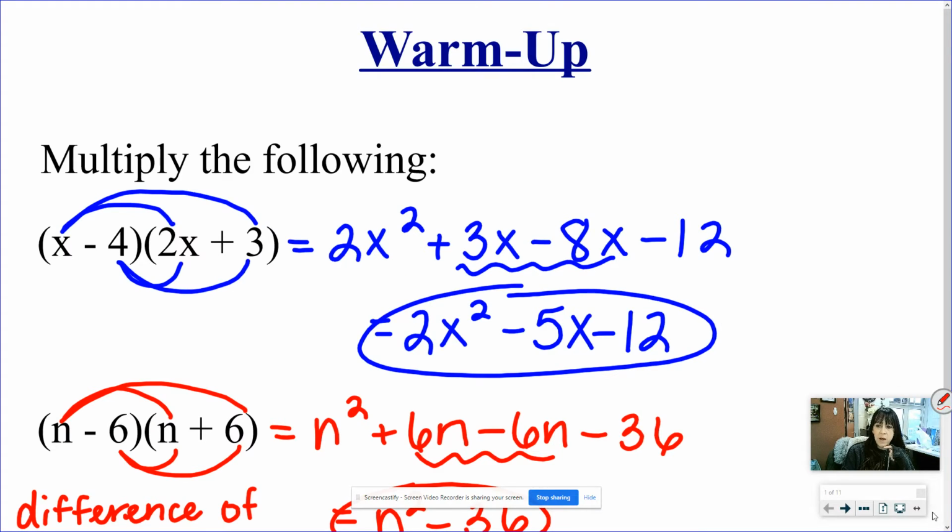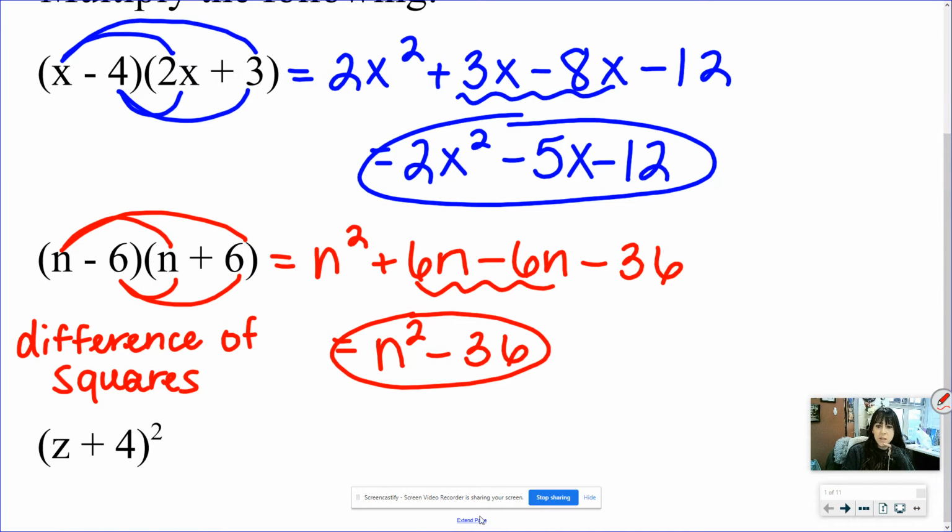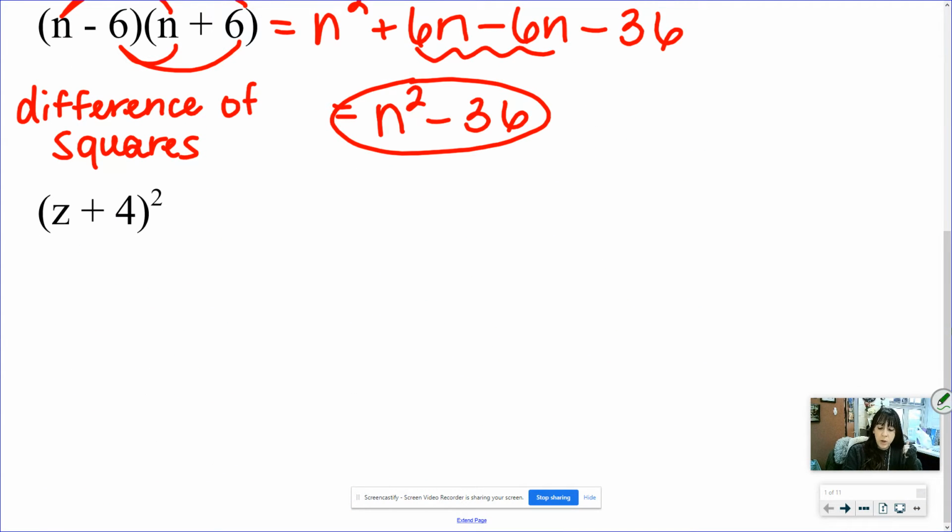And we're going to see something like that in this lesson. So again, it's not something you have to memorize. It's just helpful if you can recognize it.